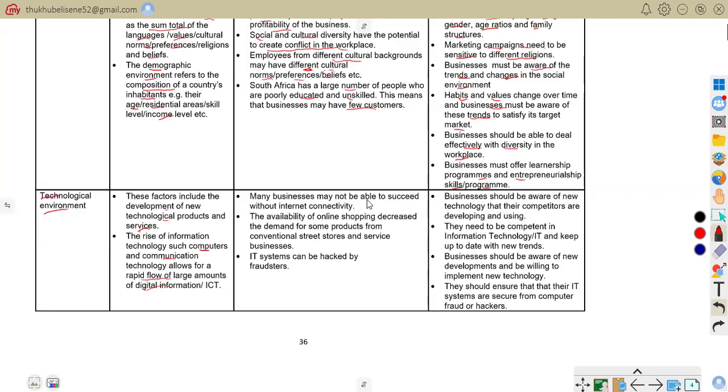Many businesses may not be able to succeed without internet connectivity. Business need internet to succeed. Many services require online access. The availability of online shopping decreased the demand for some products from the conventional street stores and service businesses. So online shopping reduces in-store sales.